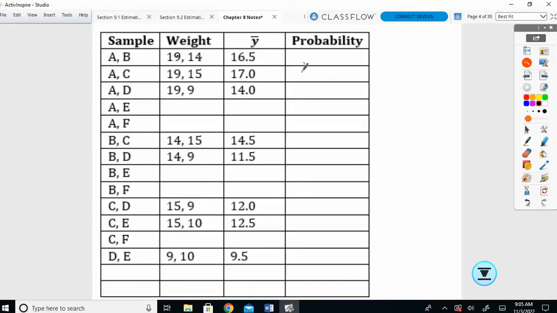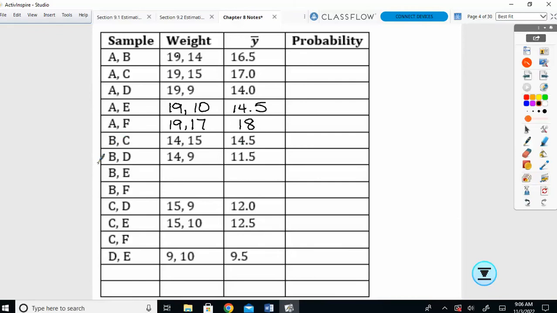So I could take pumpkin A and B. The weight of pumpkin A is 19 pounds, the weight of pumpkin B is 14. To get to our average, we add them up and we divide by 2. I'm going to save this probability for a second. I could do A and C. I did the same thing, took their weights, found the average. A and D, A and E. So we need to fill in some gaps here. The weight of pumpkin A is 19 pounds. The weight of pumpkin E is 10. So the average, 19 plus 10 divided by 2, is 14.5. All right, I could take pumpkin A and F. Pumpkin A is 19, pumpkin F is 17. 19 plus 17 divided by 2 is 18. Does everybody understand what I'm doing here?